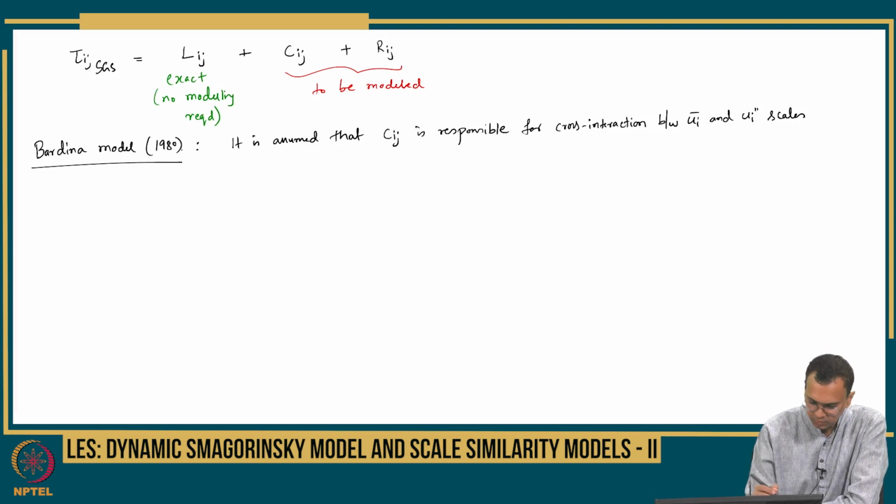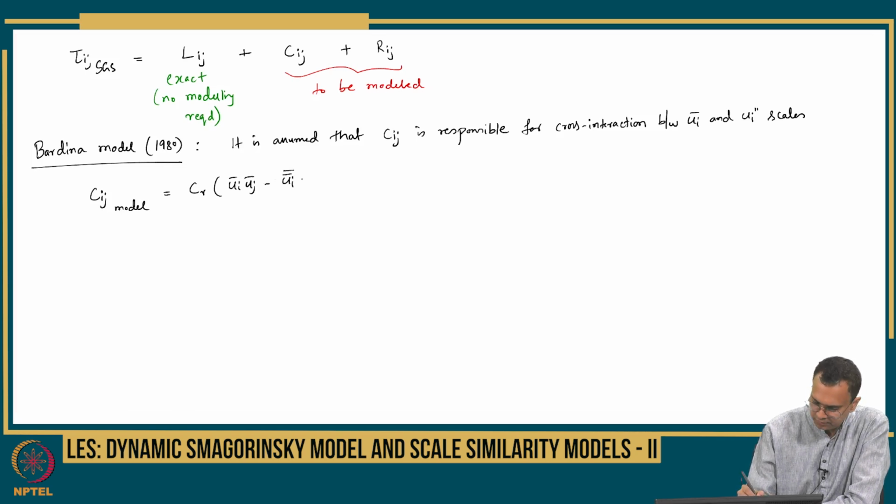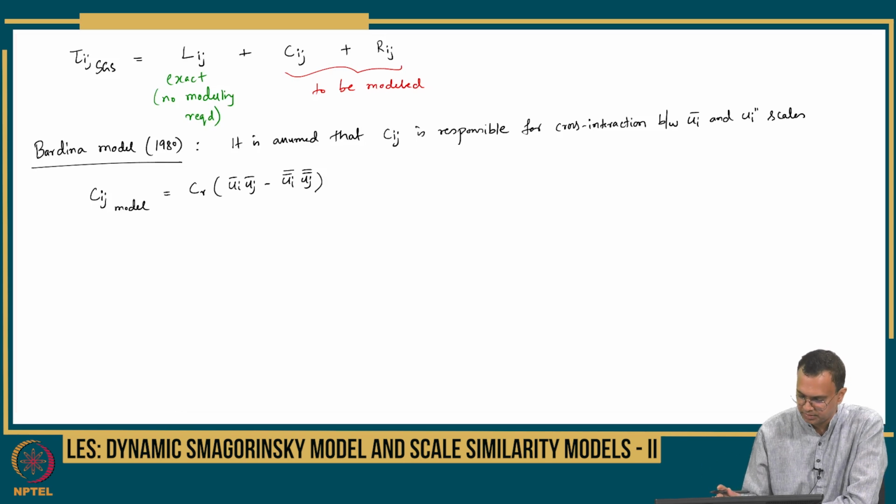Okay. So in this model, Lij is computed. So tau ij SGS you can get first by modeling Cij. It is modeled as Cr, a model constant, times Ui filter Uj filter minus Ui double filtered Uj double filtered. Remember, filtering again in LES in general is not the same as the originally filtered quantity, right? For box filtering, the exception is only the cutoff filter. And here the model constant Cr is set equal to 1.1 in the Bardina model. And in the Bardina model, the Rij is omitted.